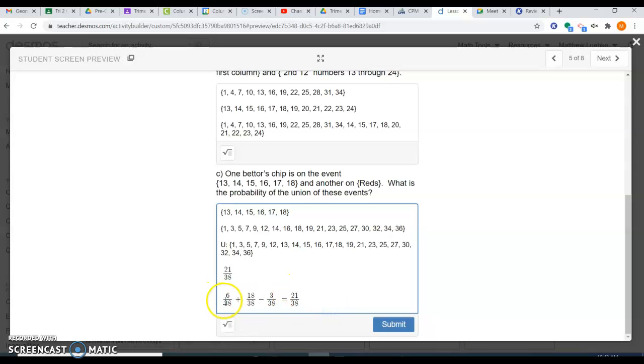Okay, so I'm just adding my probability of the first, 6 out of 38, to the second one, which is 18 out of 38, and then I'm subtracting out the 3 because there were 3 numbers that were repeated in both sets here. And those numbers again were 14, 16, and 18. And when I use this addition rule, I'm finding the probability of the union that I found when I wrote it out as a big long list. Okay, so that's how we can use that addition rule to shorten our amount of work instead of always having to create these big lists and say, okay, I have this many numbers out of all my possible outcomes.